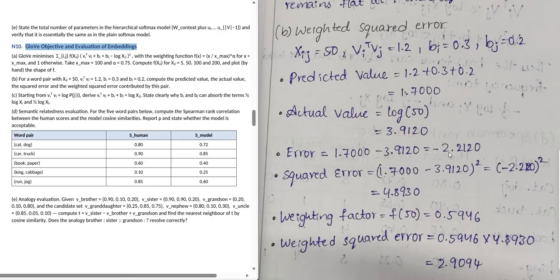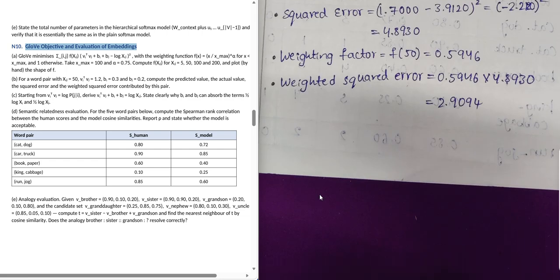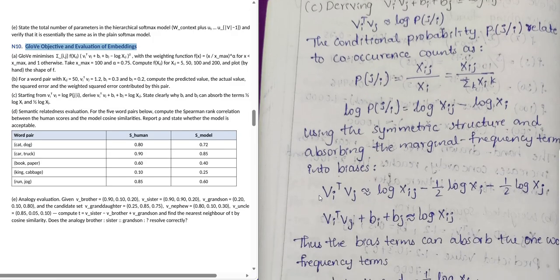So that is minus 2.2120. The next squared error: (1.700 minus 3.9120) whole squared is equal to 4.8930. And the next weighting factor is f(50) = 0.5946. Therefore, the weighted squared error is 2.9094.